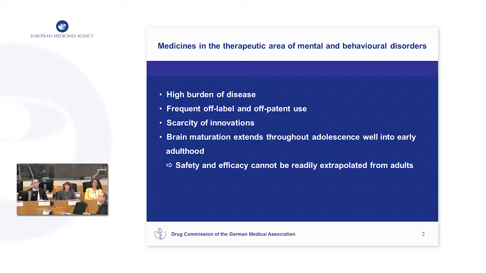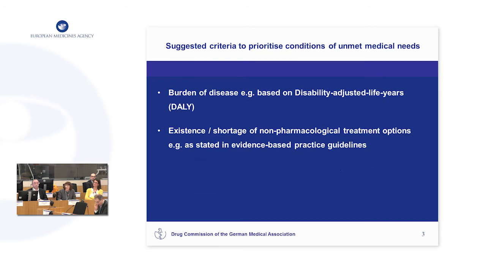The most data are from animal models, and thus extrapolation from adults, even if we overcome the differences in pharmacokinetics, we can't expect that the pharmacodynamic properties are the same for children, adolescents as in adults. Thus, safety and efficacy cannot be readily extrapolated. Now, how can we... have also many mental and behavioral disorders, and there are other pediatric conditions. To the second question, how to prioritize.